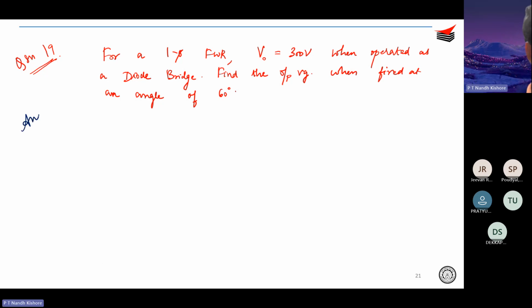The question is simple. You have a single phase full wave rectifier and they tell that it is operated as a diode bridge, means alpha is 0, right? Diode.